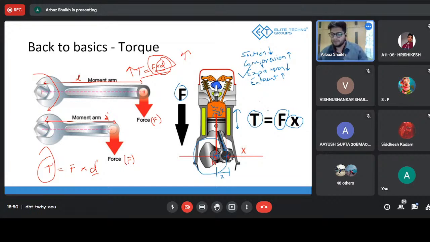Till here, it's clear for everybody. We've talked about basics of torque. We talked about how torque is generated in an engine. Is that clear to everybody? Yes, sir. Sorted. Is there any question from anybody? I'd like to answer it. Please let me know.